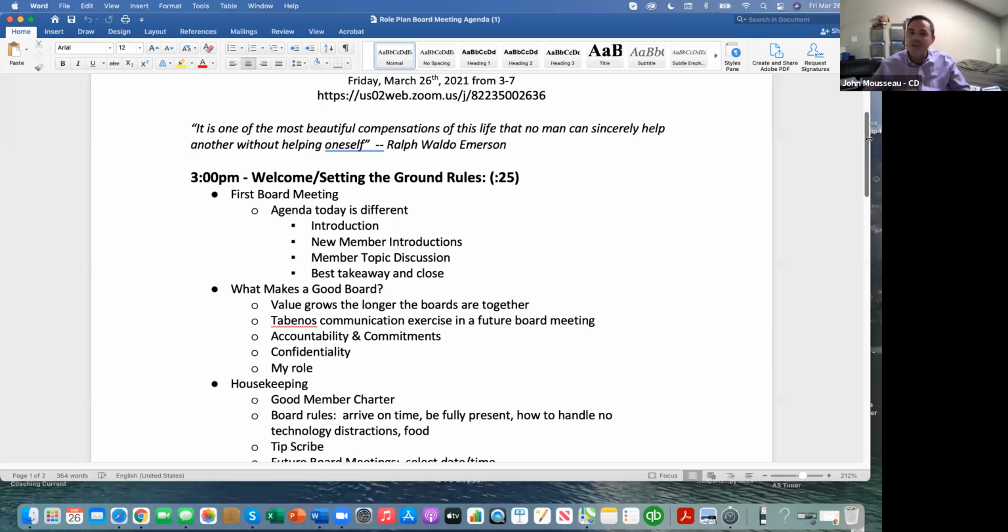Another thing I would add to that is boards are self-governing. My role today is I'm facilitating the board. I'm going to make sure that we stay on track. I may ask some clarifying questions, but this is your board. This is not my board. So the more you're involved, the more you take ownership of it, the better the board's going to be. So I thank you in advance for that.